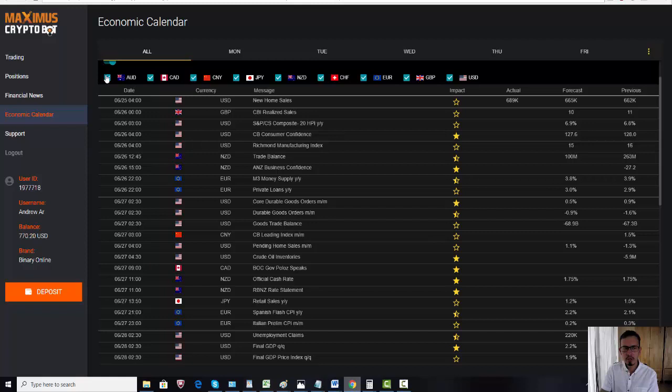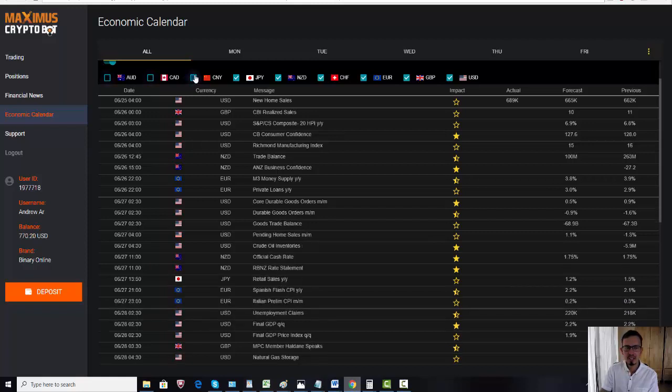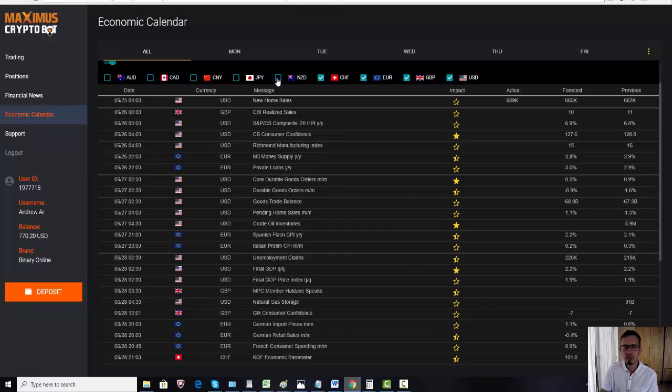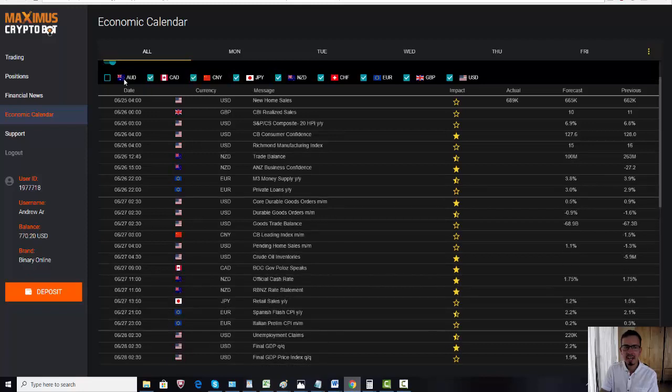So for example, you can switch off AUD, Canadian dollar, Chinese yuan, Japanese yen, New Zealand dollar. All these can be switched off. Again, it depends on which assets you are trading with. But USD is not recommended to switch off. It's not recommended to switch off USD, GBP, or Euro.